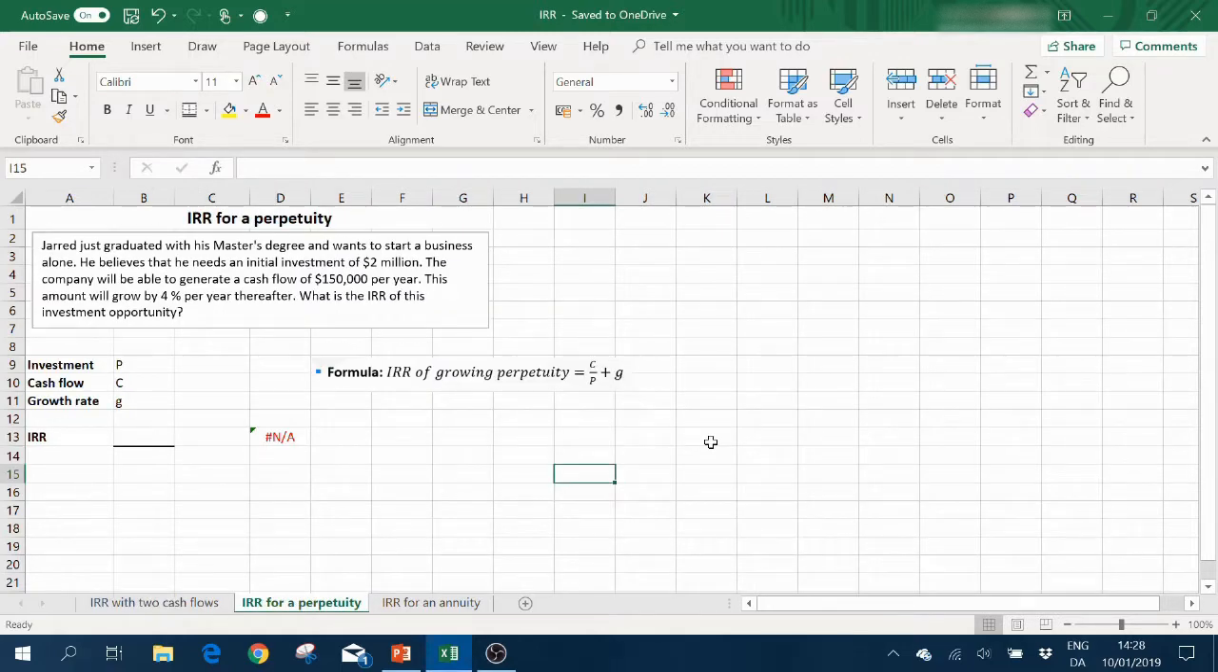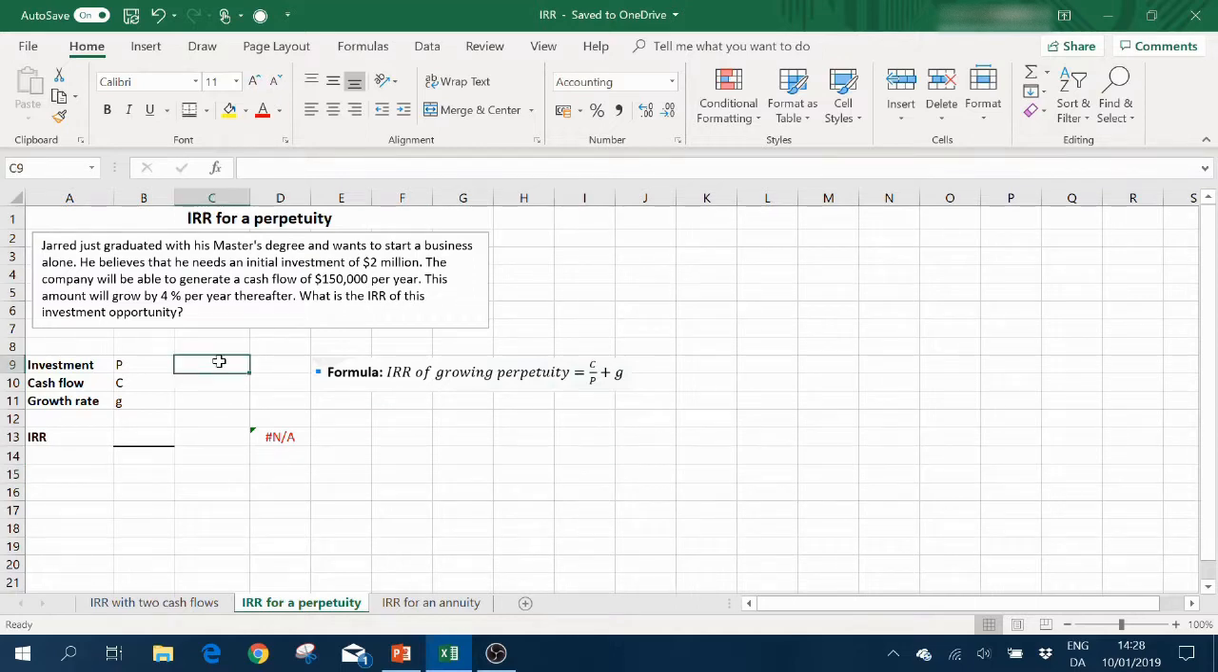If we jump directly into the internal rate of return for a perpetuity, if we start with the problem that says that Jared just graduated with his master's degree and wants to start a business alone. He believes that he needs an initial investment of $2 million. The company will be able to generate a cash flow of $150,000 per year. This amount will grow by 4% per year thereafter. What is the internal rate of return of this investment opportunity?